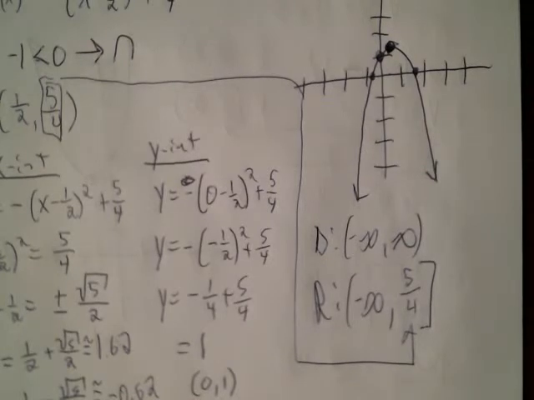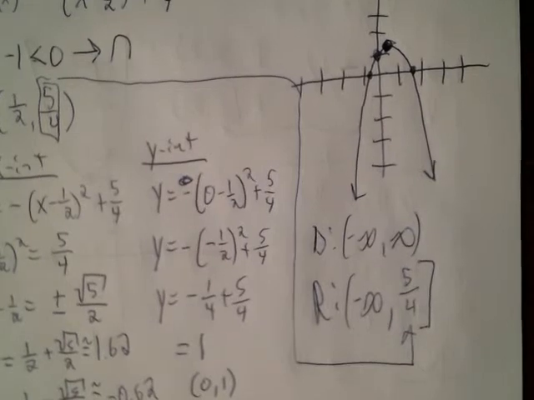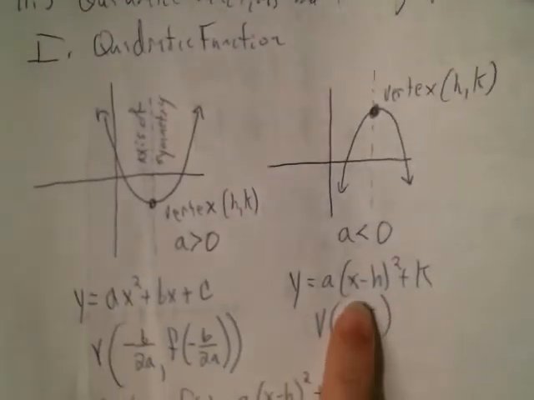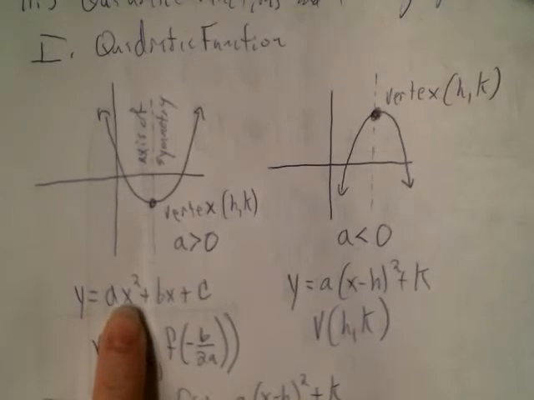Okay, so that's the first form of the quadratic that we saw. There's going to be two formulas that we use. We just did this formula. Now we want to do this formula. And getting the vertex is a little bit more work.